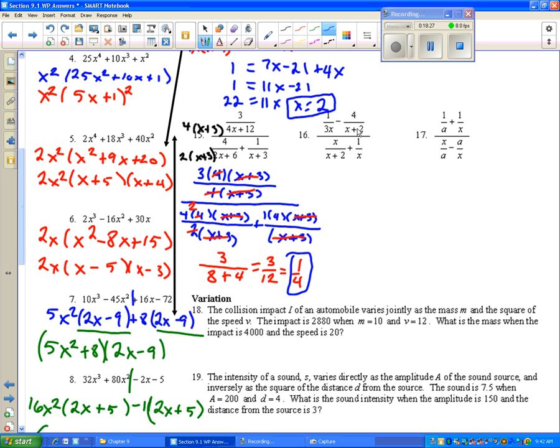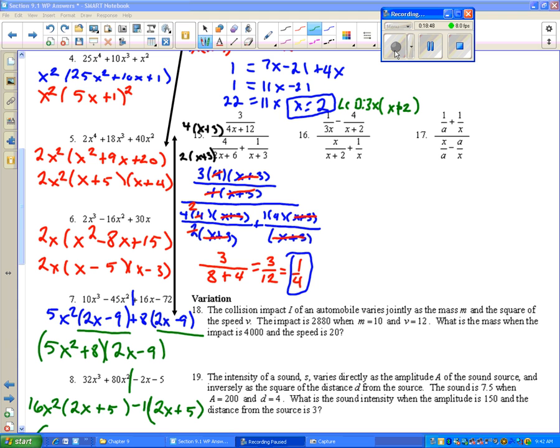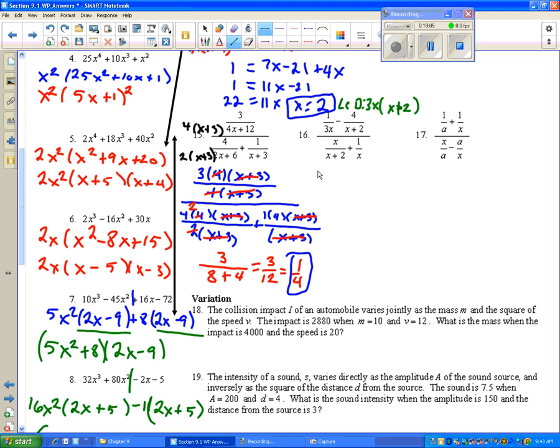Number 16, it's the same idea. For this denominator, I need an LCD of 3x. Here I need an LCD of x plus 2. For this denominator, I need an x plus 2. I already have. For this denominator, I need an x. I already have. So I'm going to multiply every term by my least common denominator. Draw my lucky little line right here.